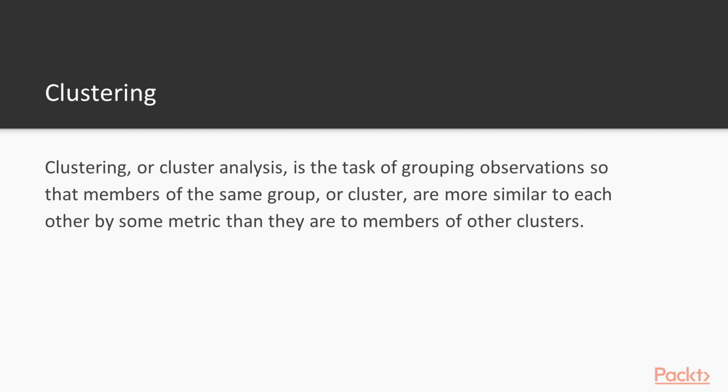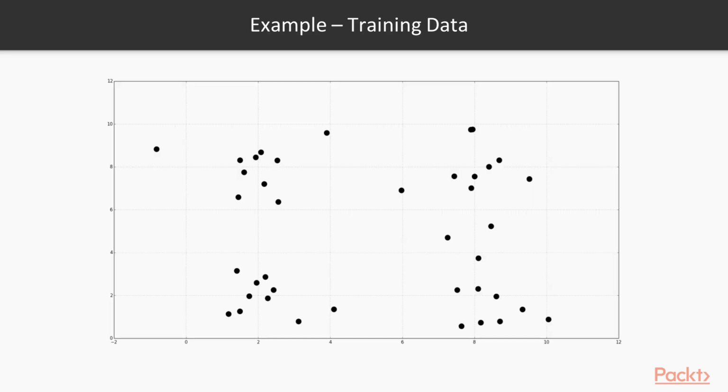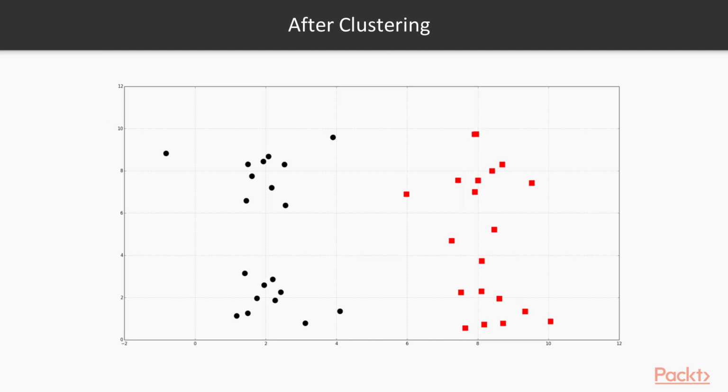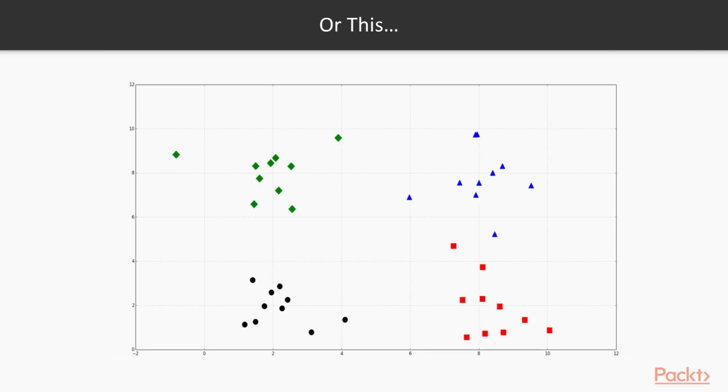As with supervised learning, we'll represent an observation as an n-dimensional vector. For example, assume that your training data consists of the samples plotted in this figure. Clustering might produce these two groups, indicated by squares and circles. Clustering can also produce these four groups.